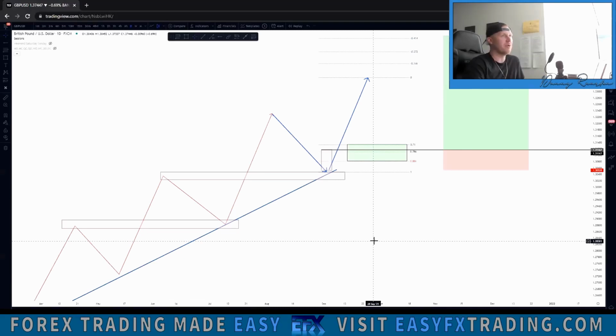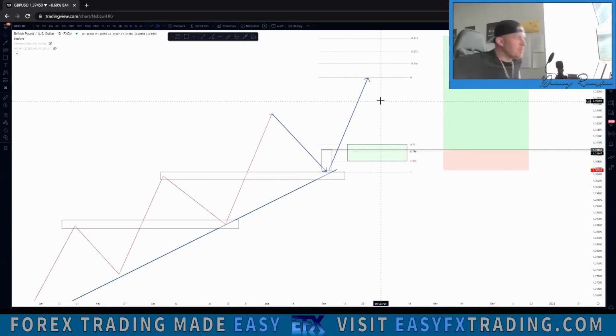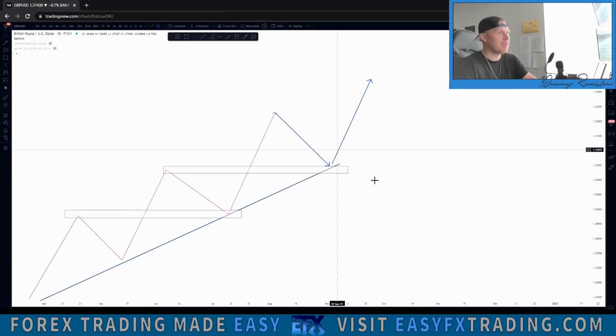Or you'll see it do something like this. You'll see it wick below this and then go through your banker's candle. So ultimately, this is what we want to do, but you have to take into consideration everything that is really happening here. So really quickly, a couple of things that you need to recognize.